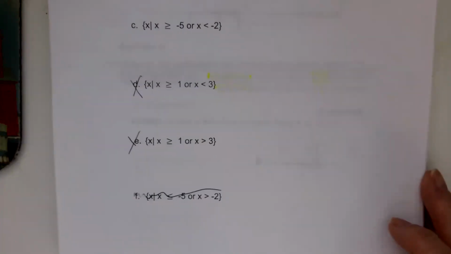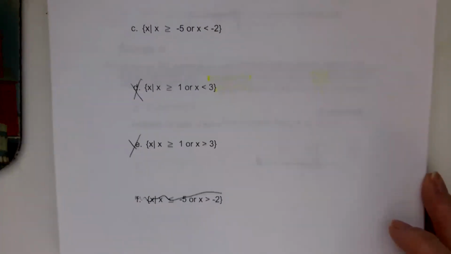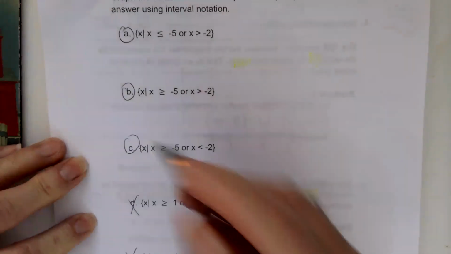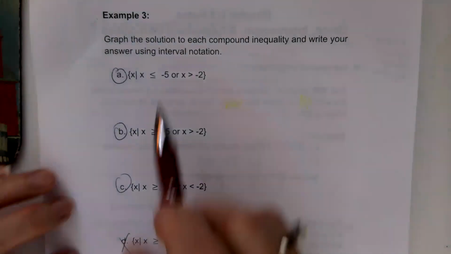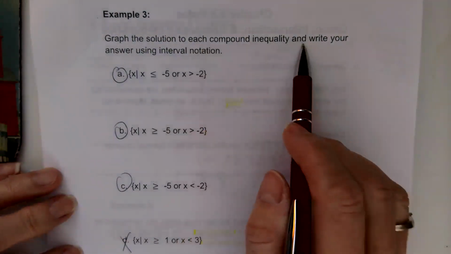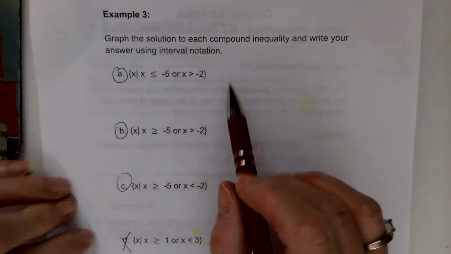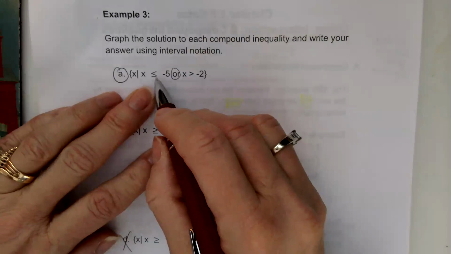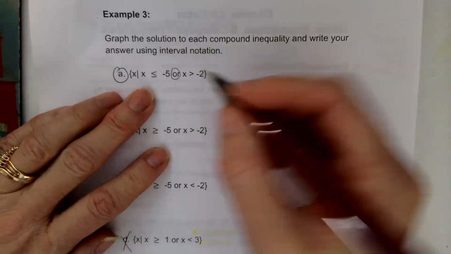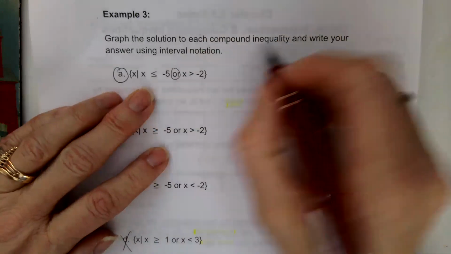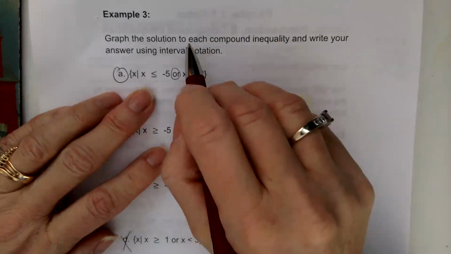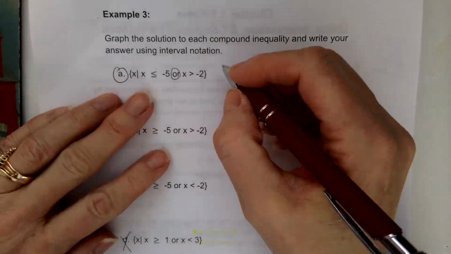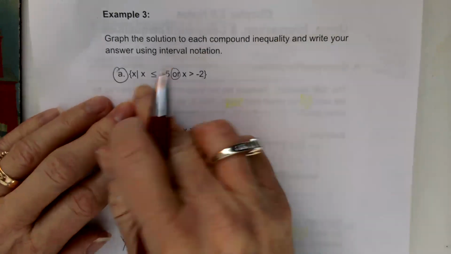So I'm going to do example 3. Everything that's X'd out on my video here is because it's in the part 2 video. So A, B, and C will be on this video for example 3. It says graph the solution to each compound inequality and write your answer using interval notation. So it's an OR. X is either less than or equal to negative 5, or X is strictly greater than negative 2. We're just writing it in interval notation. We don't have to graph it on the number line.